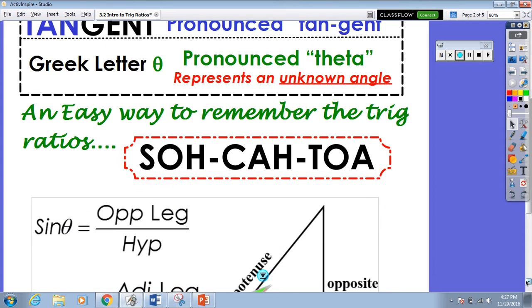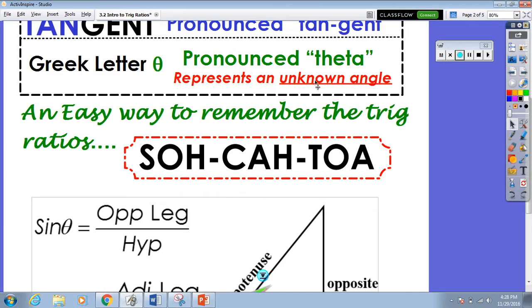Whenever we're referring to an angle and you're using trig, they will use the Greek letter theta. It looks like an O with a line through it. Anytime you see this, that means that we do not know the measurement of the angle. Instead of using x or any other variable like we normally do in math, when we're using trig functions, they like to use this letter, theta. That's all it is. It represents an angle that you do not know.